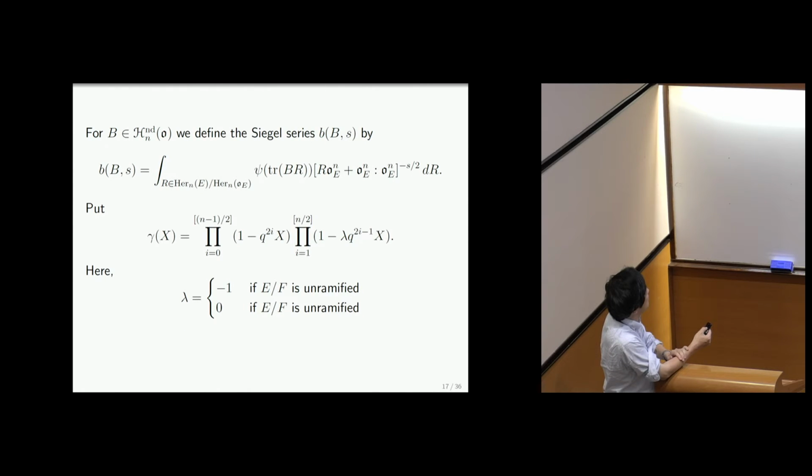Okay, now we consider the Siegel series for a Hermitian matrix B. So now the Siegel series is given by this integral, where R extends over Hermitian matrices. And the trivial part of the Siegel series actually does not depend on B. So gamma(x) is given by this formula: a product of i equals 0 to (n-1)/2 of 1 minus q^{2i}x, and a product of i equals 1 to n/2 of 1 minus lambda q^{n-i-1}x, where lambda is minus 1 if E over F is unramified, and 0 if E over F is ramified.